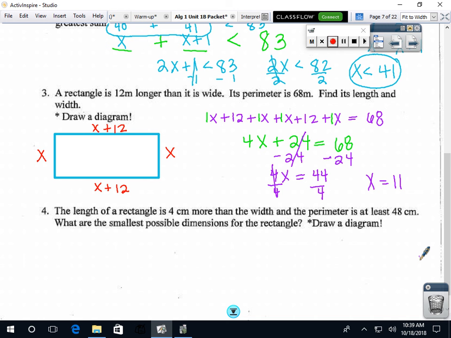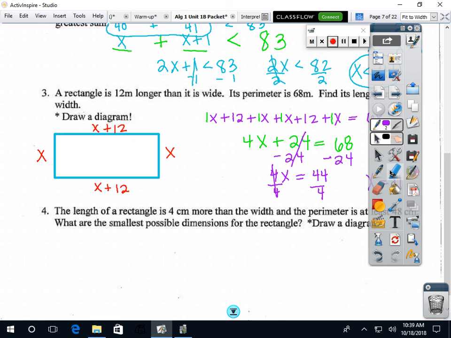Okay, because the ultimate goal is to find the what? The length and the width, and so far we only have one number. It is the x, so it is the length or the width. Right, that is the width. Okay, so look, if x equals 11, we called the width x, so that's just 11 on both sides. Well, the length would be the 11 plus 12, which would give you what for the length? 23.